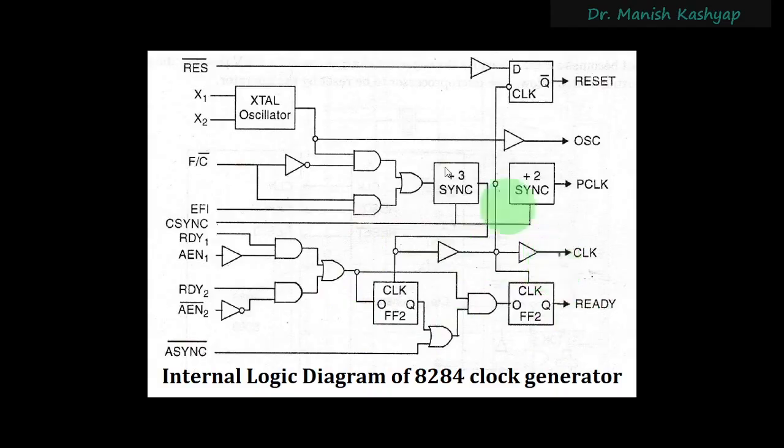So you can already see that whatever frequency you apply to this microprocessor through the crystal oscillator is not directly used. Your peripheral clock will require a divide by 6 frequency. Your clock is at the same frequency as the crystal oscillator. Ready will have a frequency of divide by 4, and so on and so forth. That is why we do not apply the crystal oscillator directly to the microprocessor. We will be using this 8284 clock generator here, right?